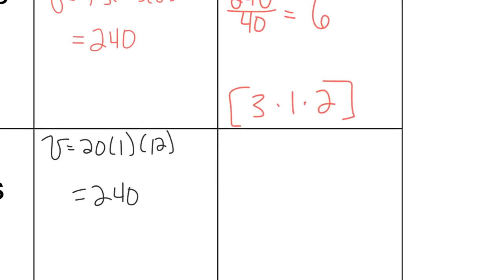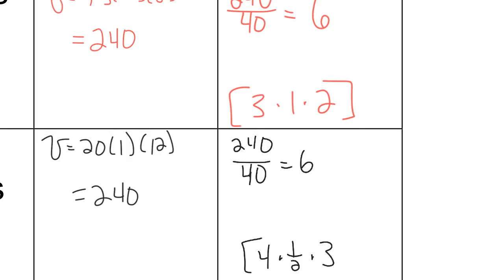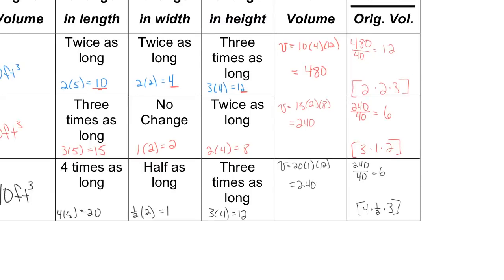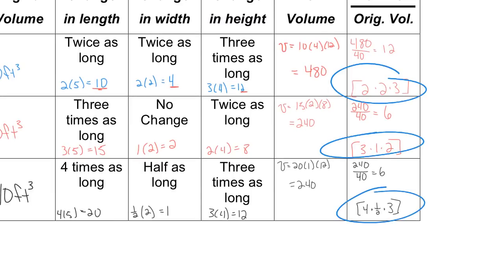So that's the same as the last one. So 240 divided by 40, we already know is 6. But I got it in a different way. This time I got it from 4 times 1/2 times 3. So if you notice these numbers I've been writing at the bottom, these right here, we end up getting the same numbers that we used to scale it over here. So if you remember that from the last one, this will make it really easy.